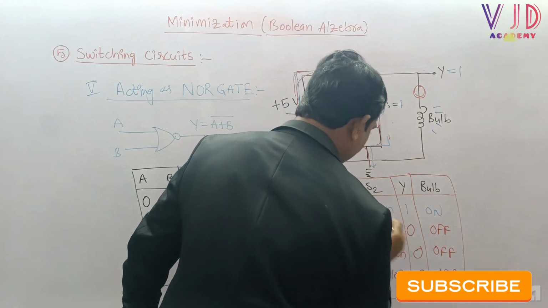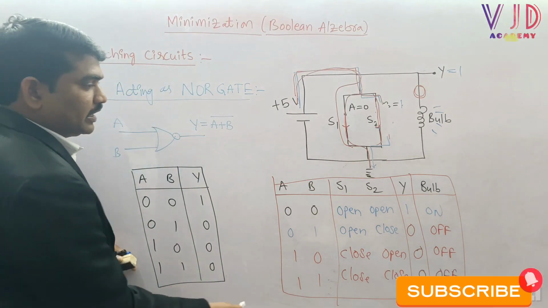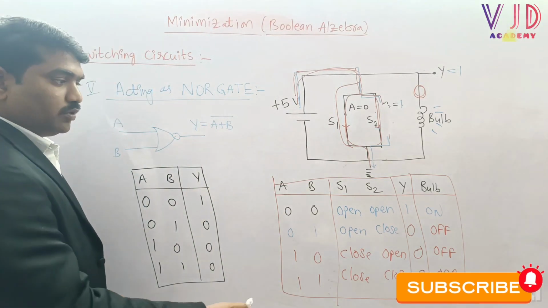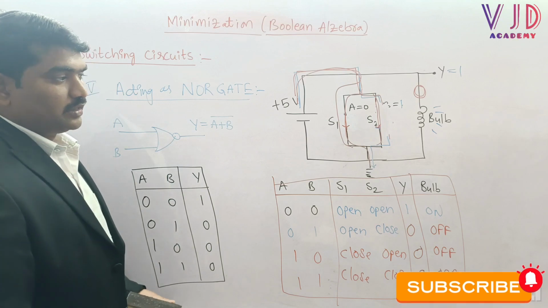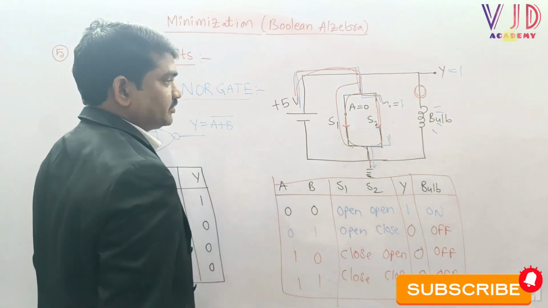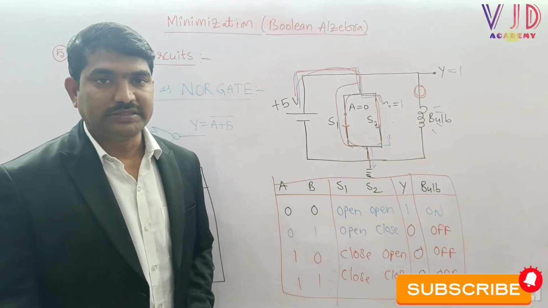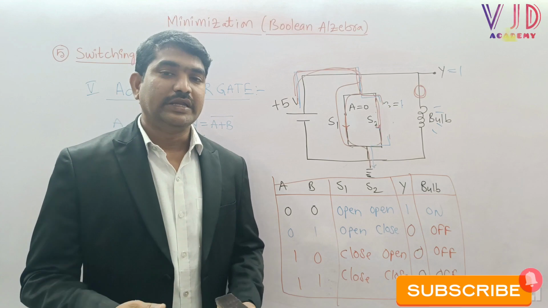NOR gate. Now if you compare the basic truth table and switching circuit truth table, both the truth tables are similar. Now based upon this analysis, we can say that this particular switching circuit is acting as NOR gate. This is what the analysis of switching circuits in Boolean algebra.